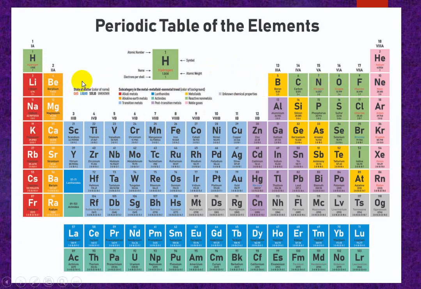Okay, what will be the trend across the period, like lithium, beryllium, boron, carbon, nitrogen, oxygen, fluorine, neon? These all elements have shell number 2. In period 1, hydrogen and helium have only one shell. Lithium through neon have 2 shells. Sodium, magnesium, aluminum, silicon, phosphorus, sulfur, chlorine have 3 shells. So what will be the trend? Their shell number remains the same.